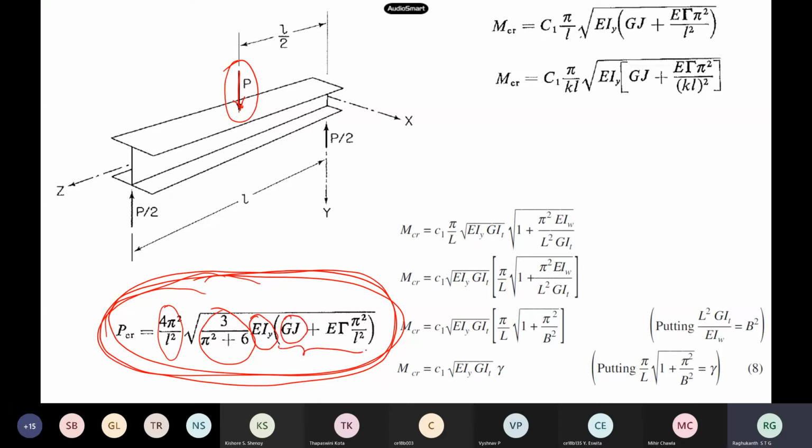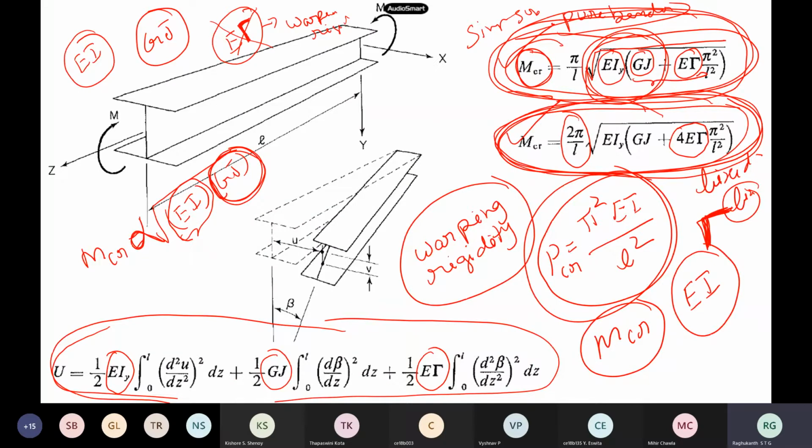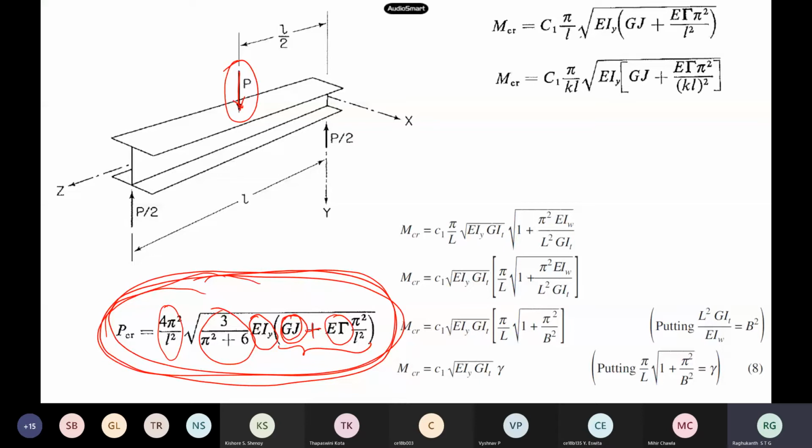Of course, in this we add the Saint Venant torsion plus the warping. So you can see the addition of GJ plus E times the warping constant, multiplied by EI, will give me the lateral torsional critical bending moment for a beam. Okay, so it's very easy to remember.